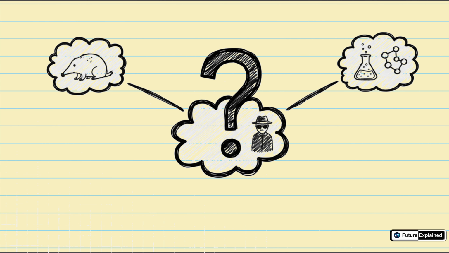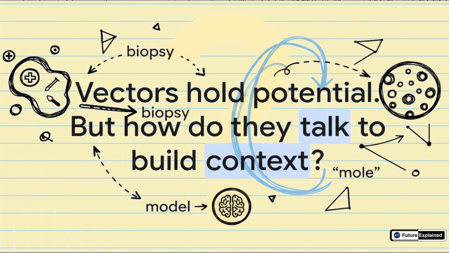Its initial embedding, its starting vector, is basically a confused blend of all its possible meanings. Is it the animal? Is it a spy in a government agency? Is it a unit in chemistry? By itself, the vector is ambiguous. It holds all these potentials at once.